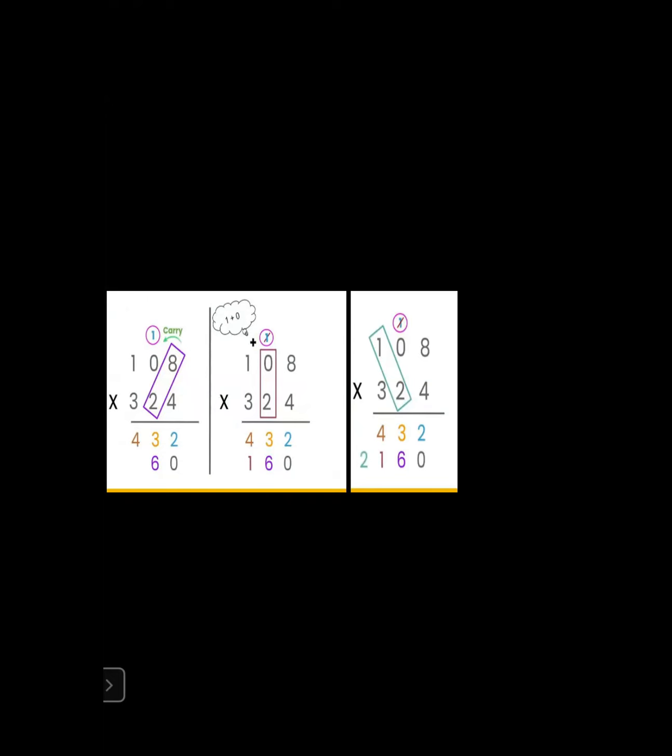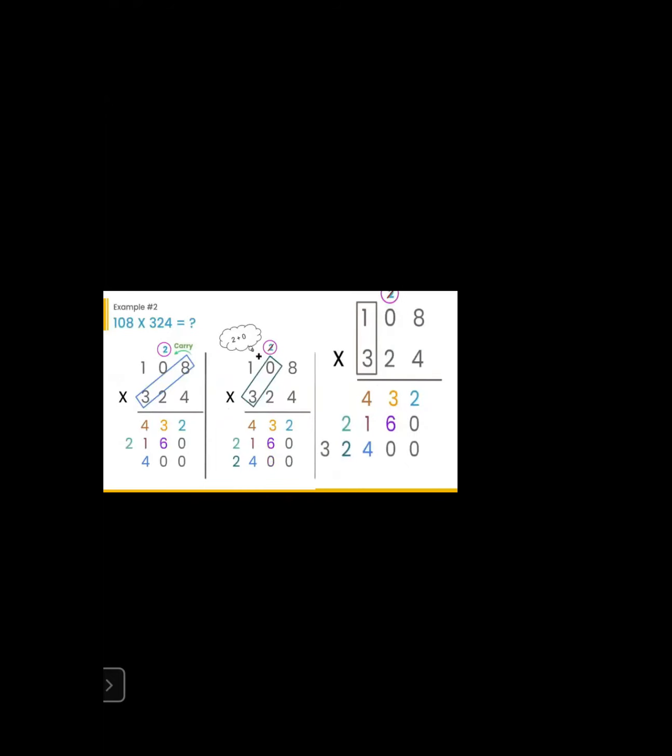And next we have to solve for 100th place. Before solving the 100th place, we have to keep 2 zeros. And then we have to solve it. 3 into 8 is 24. And place the 4 at downside of the 1. And place the 2 as carry at 10th place. And 3 into 0 is 0. And 0 plus 2 as carry is 2. And 3 into 1 is 3.